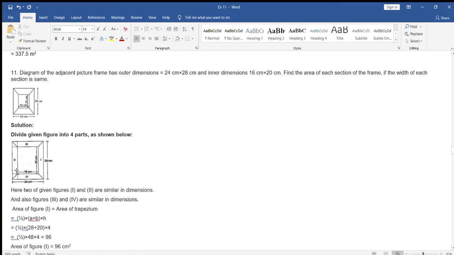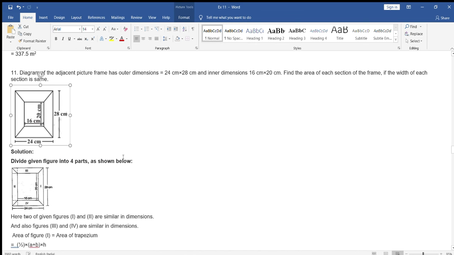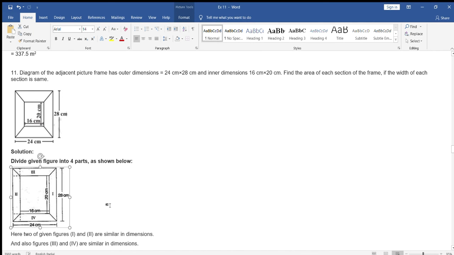Now question number 11, the last question of our exercise. The diagram is given to us, and the dimensions are given. If it is not clear to you, I will just extend it. Now this diagram is clear. The dimensions are outer 28 and 24, inner 20 and 16. We have to find the area of each section. Just see, each section is in a trapezium shape.